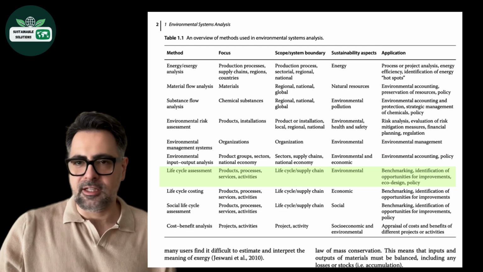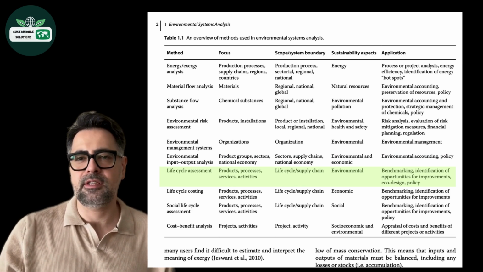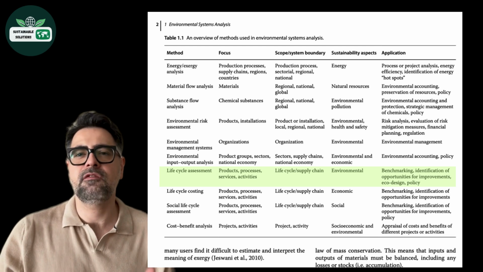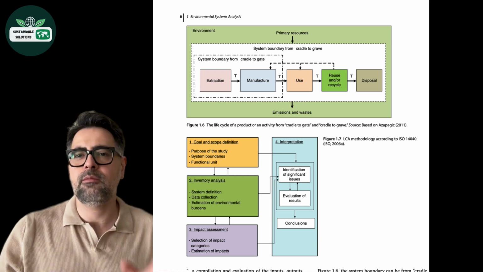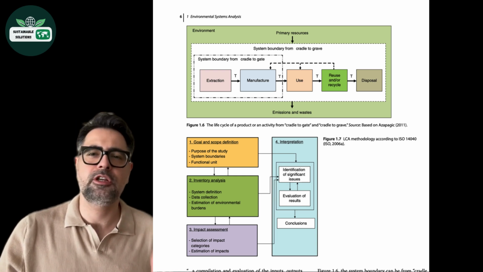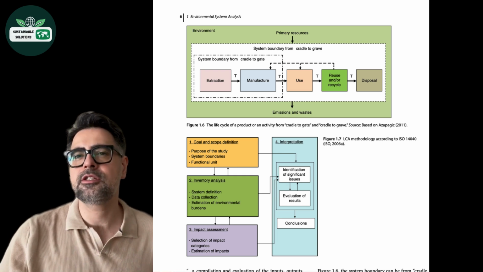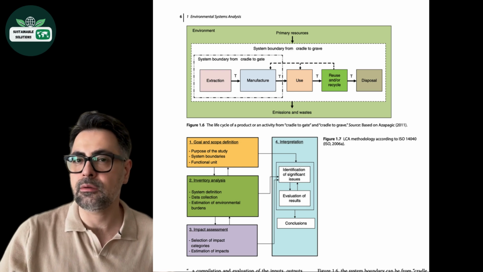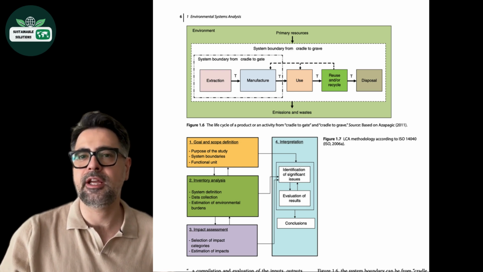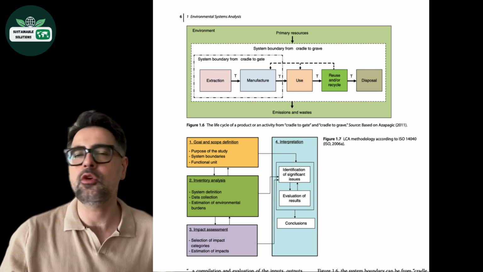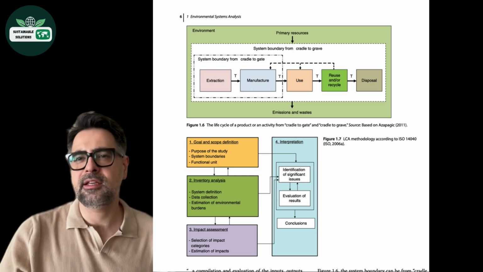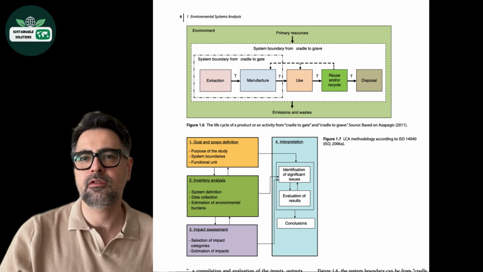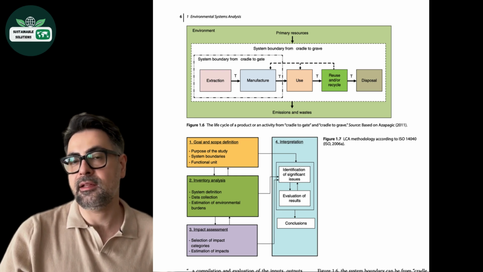Six is life cycle assessment, LCA. This is the most comprehensive ESA method and probably the most widely used. LCA looks at the full environmental impact of a product or activity from cradle to grave, from raw materials extraction to manufacturing, use, and disposal. It includes goal and scope definition, inventory analysis, collecting all relevant data, impact assessment, translating emissions into effects like global warming and human toxicity, and interpretation, drawing conclusions and identifying hotspots. LCA is standardized by ISO and supported by powerful databases like SimaPro, GaBi, and ecoinvent.